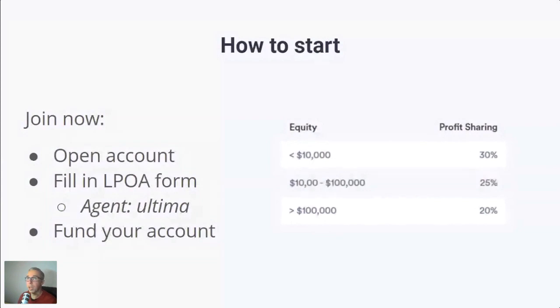Yes, mention Ultima in conversations. If you fill in the form, for instance, as a trading agent, then write Ultima or Ultima EA, then it's definitely clear for FXDD, indeed.